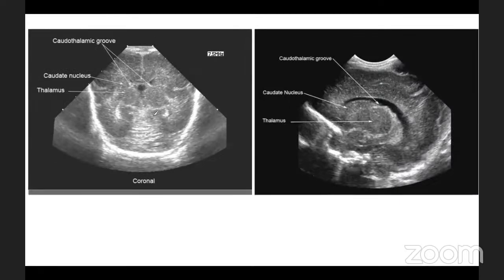Another view to see is the coronal view, where the thalamus will lie here. This will be the lateral ventricle side. Caudate nucleus will be at the lateral ventricle, and the caudothalamic groove will be here. And this is also an important structure where the foramen of Monro comes. And the sagittal structure I already explained previously.